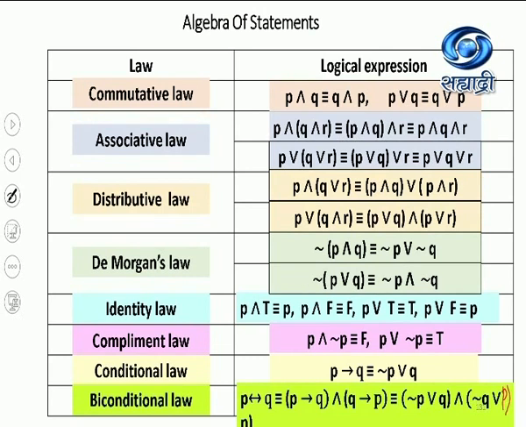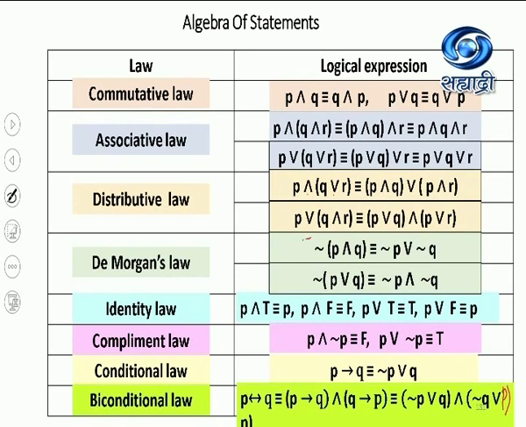Commutative law: conjunction and disjunction statements can be interchanged. Associative law: if the same symbol is used, you can move the brackets anywhere the way you want. Distributive law: conjunction is distributive over disjunction. P and Q or R is P and Q or P and R. P or Q and R is P or Q and P or R.